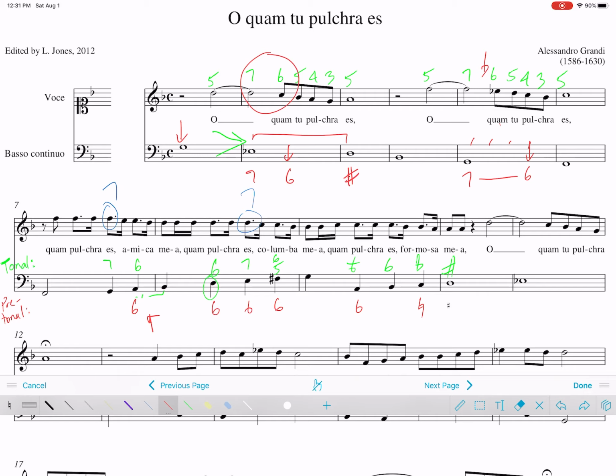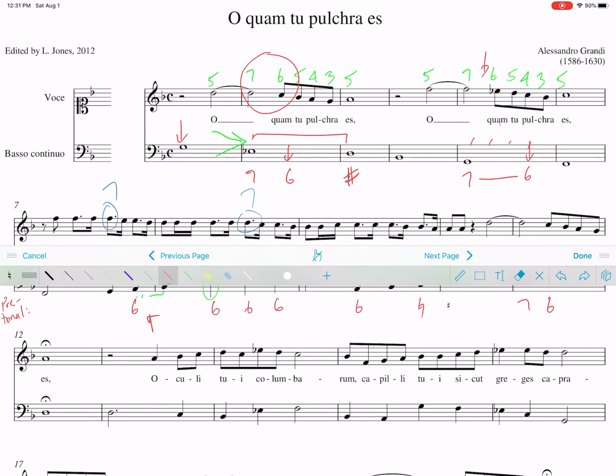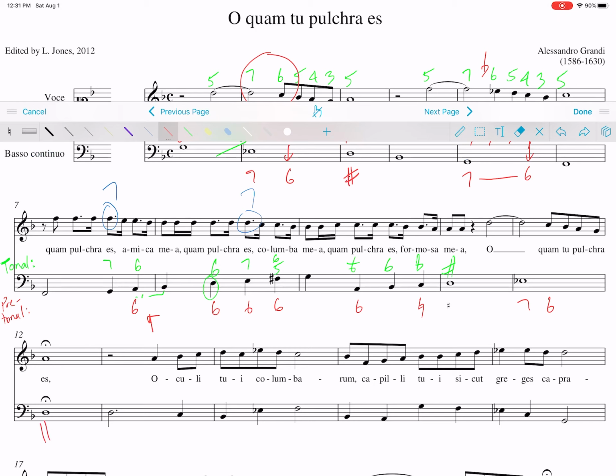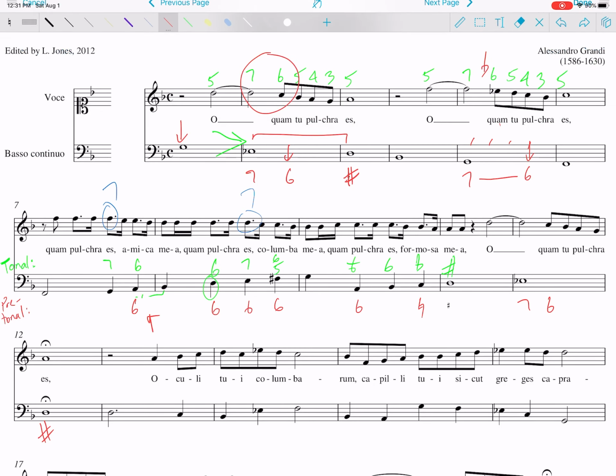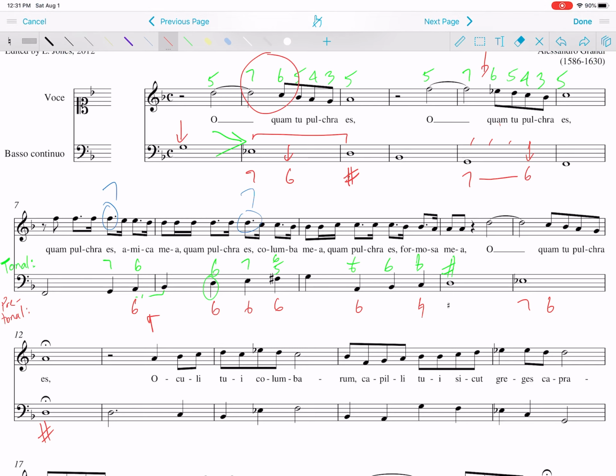Okay, and then once again we have kind of a reprise of the beginning, and so we have the same 7-6 here, and of course the major for the finish. Now, let's play each one of these. So here's the tonal realization.